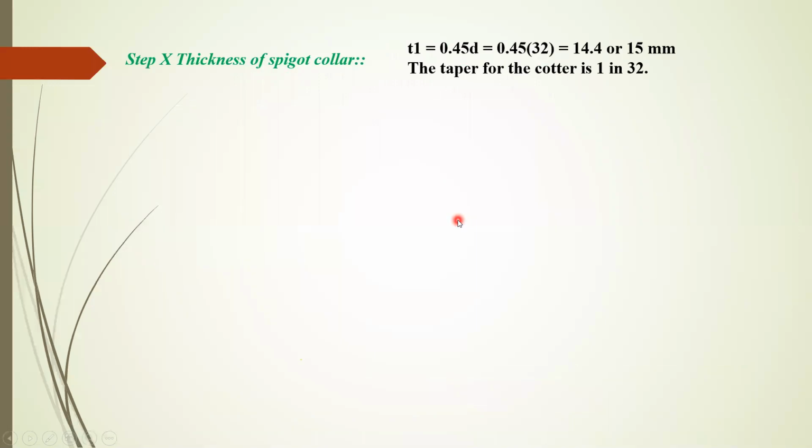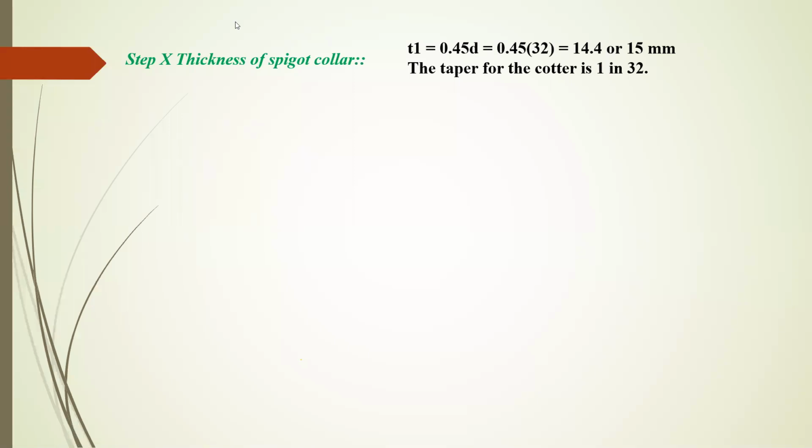And the last step is to calculate the thickness of this spigot collar. Again, we use an empirical relation to calculate the thickness of the spigot collar, t1. So it is 0.44 times d. This comes to 15 mm, which is the thickness of the spigot collar. And for the taper, we have to use the tapered section of the cotter. The taper for the cotter is 1 in 32, that is what we select. So this is the complete design of the cotter joint.